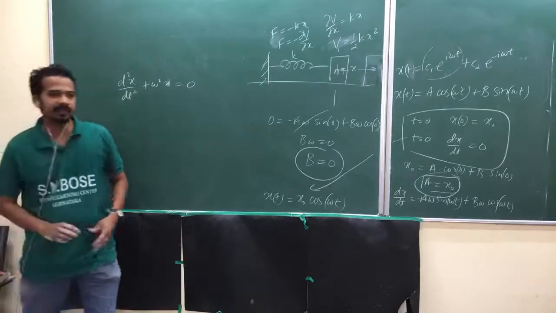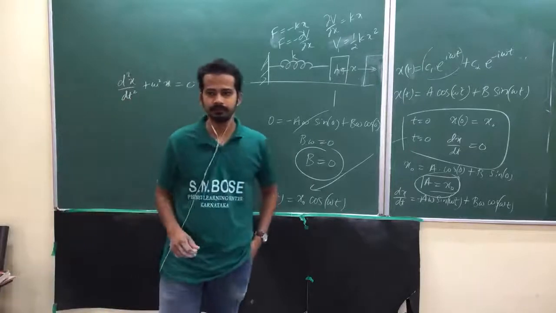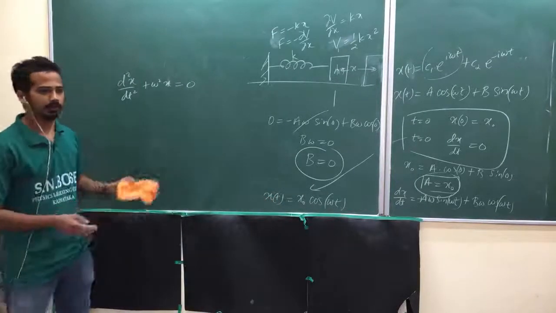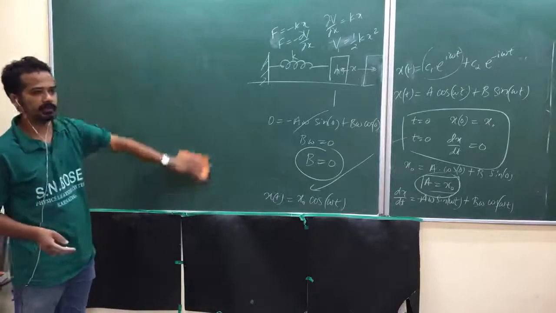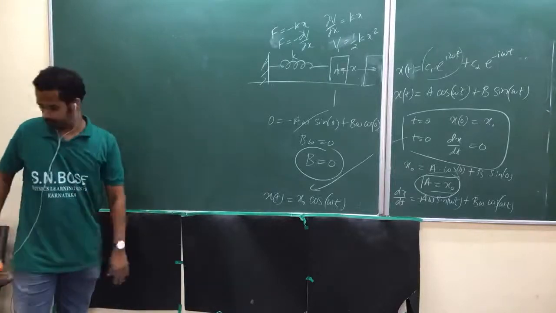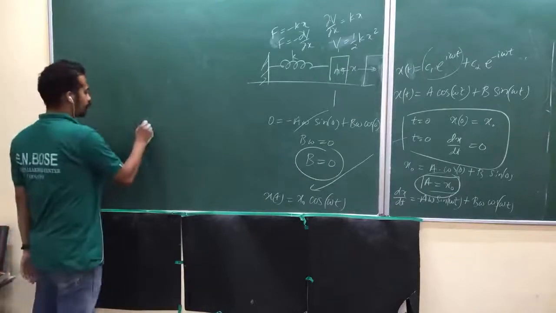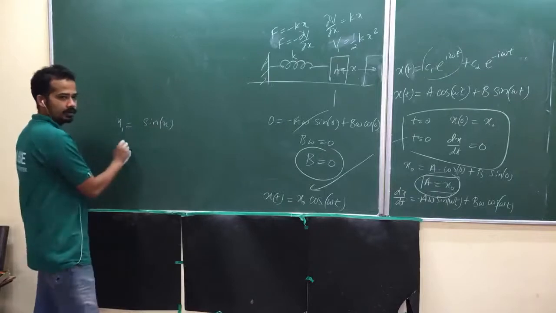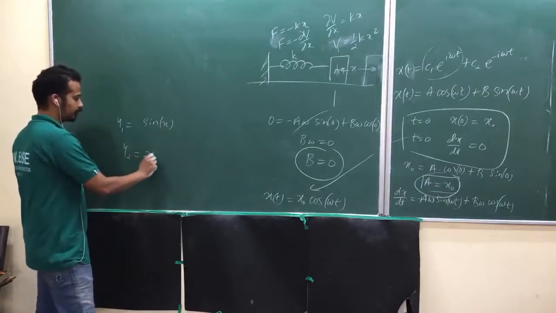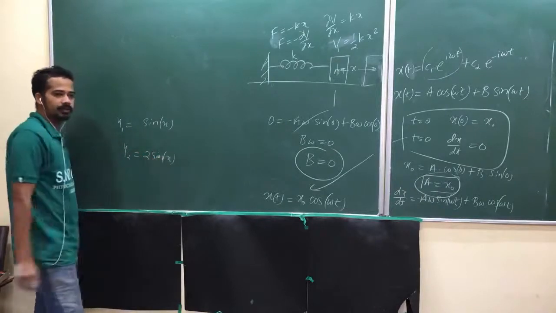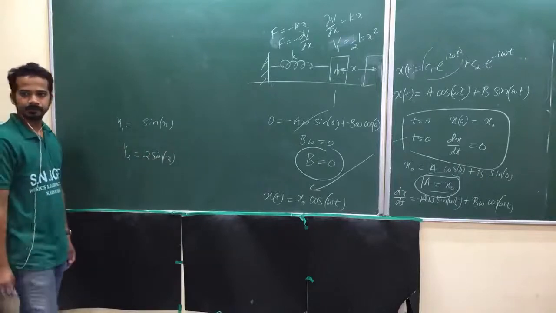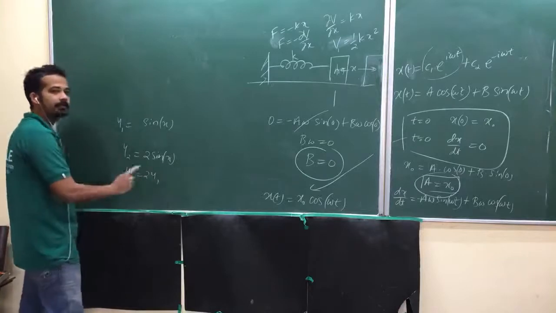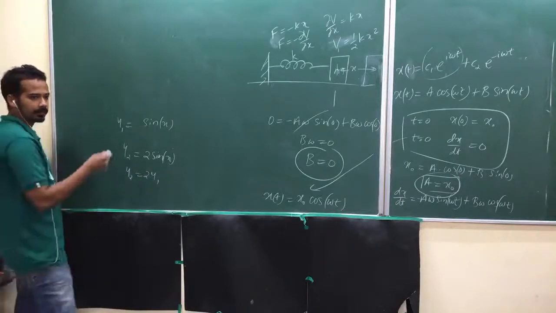What do you mean by linearly independent? I said a second order differential equation has two linearly independent solutions. Am I right? What do you mean by linearly independent? Suppose you have one solution as sin x. Is that okay? You have another solution, 2 sin x. Are they linearly independent? You can write y2 is equal to 2 times y1. They are dependent. Are you getting my point?